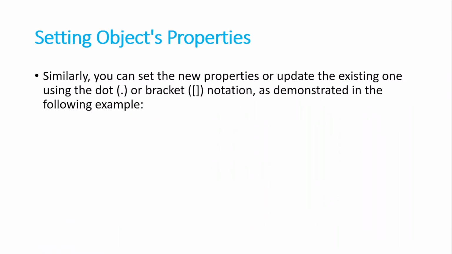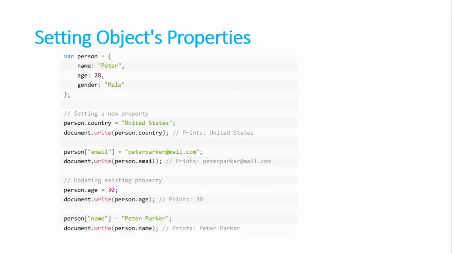So similarly, you can set new properties or update existing ones using the dot or bracket notation. We can also update the property values. In this case, we are setting a new property in this person object, which is person.country, and we are assigning the new value to it, which is United States.